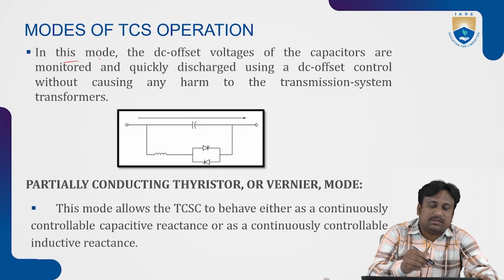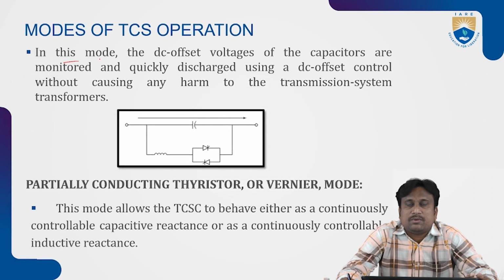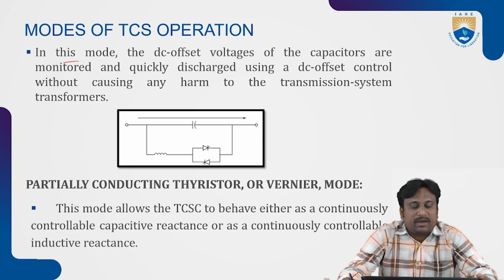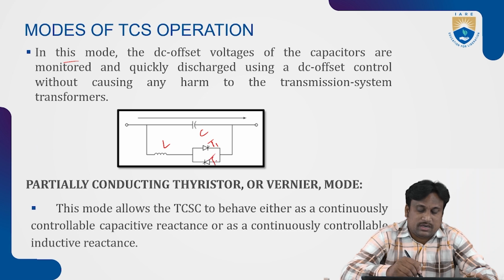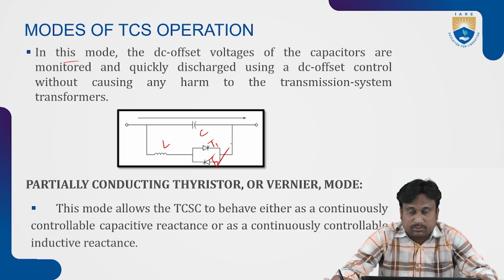In this mode, DC offset voltages of the capacitors are monitored and quickly discharged using a DC offset control, without causing any harm to the transmission system or the transformers. The arrangement is a parallel connection of C and L with an anti-parallel connection of two thyristors T1 and T2, which makes the circuit effective.